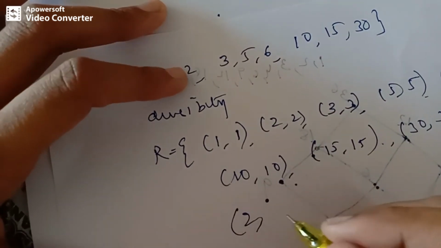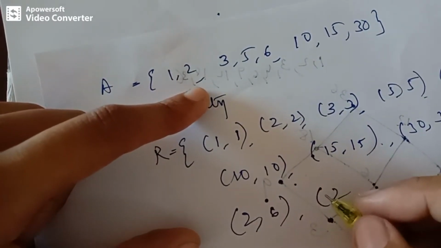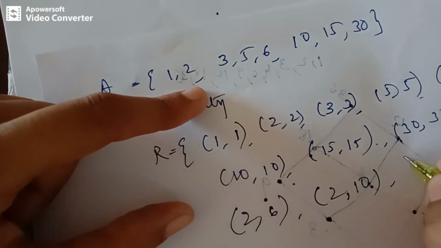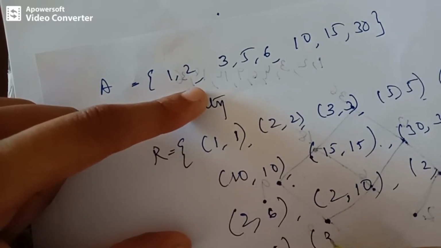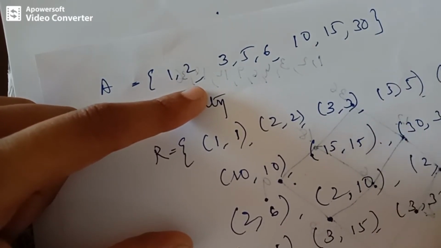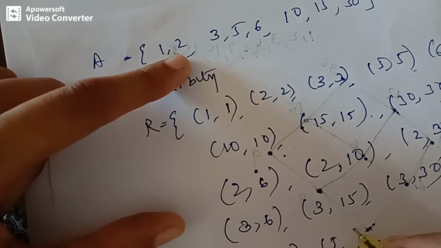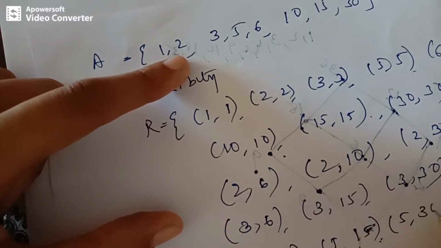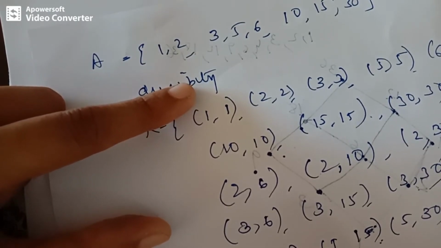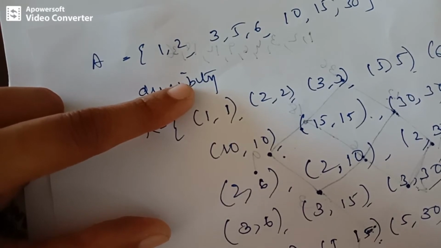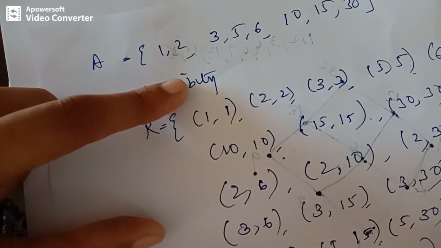Then what about the other pairs? 2 divides 2, that's already done. 2 divides 6, correct? 2 divides, then what else? 2 divides 10, and you can say 2 divides 30. Again 3 divides 6, 3 divides 15, 3 divides 30. Clear? So next if we check 5 divides 10, 5 divides 15, and then 5 divides 30. What about 6? 6 divides 30, that's all. 10 divides 30, 15 divides 30, 30 divides 30, that is already written, right?